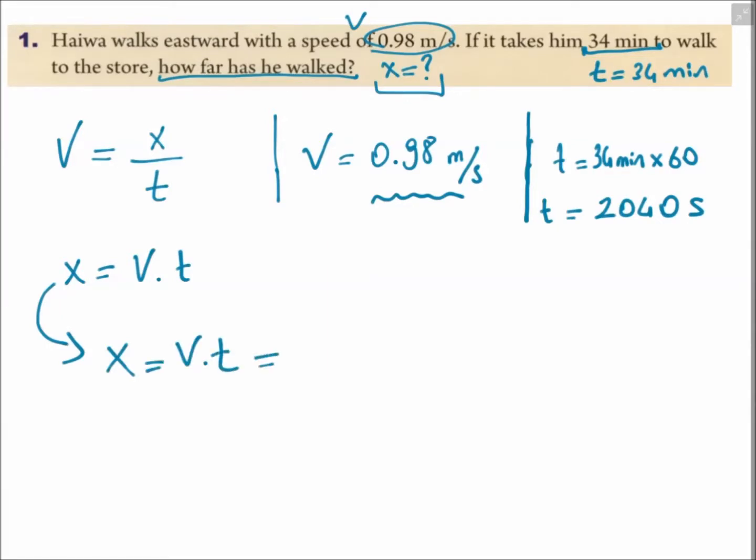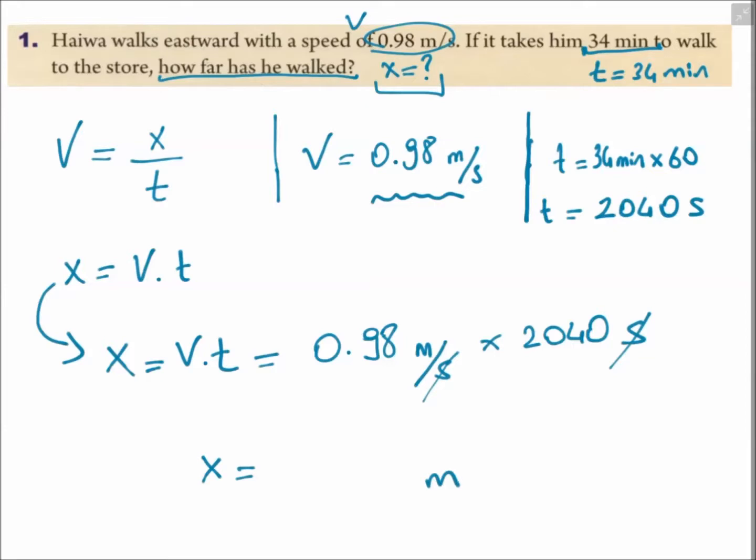Now I'm going to substitute them. v equals 0.98 meter per second, times time equals 2040 seconds. Seconds cancel, we have meter as a unit, and it must be meter. 0.98 times 2040 is going to be 1999.2.